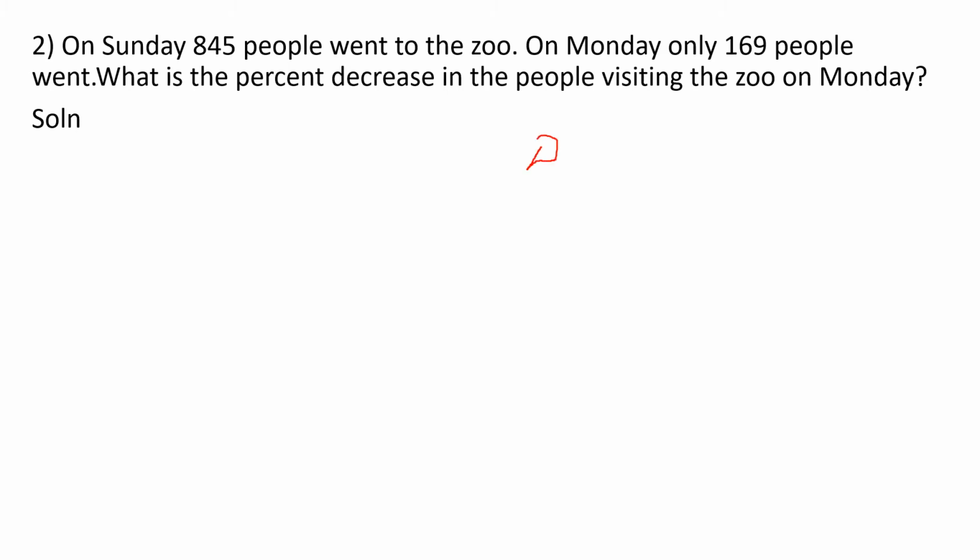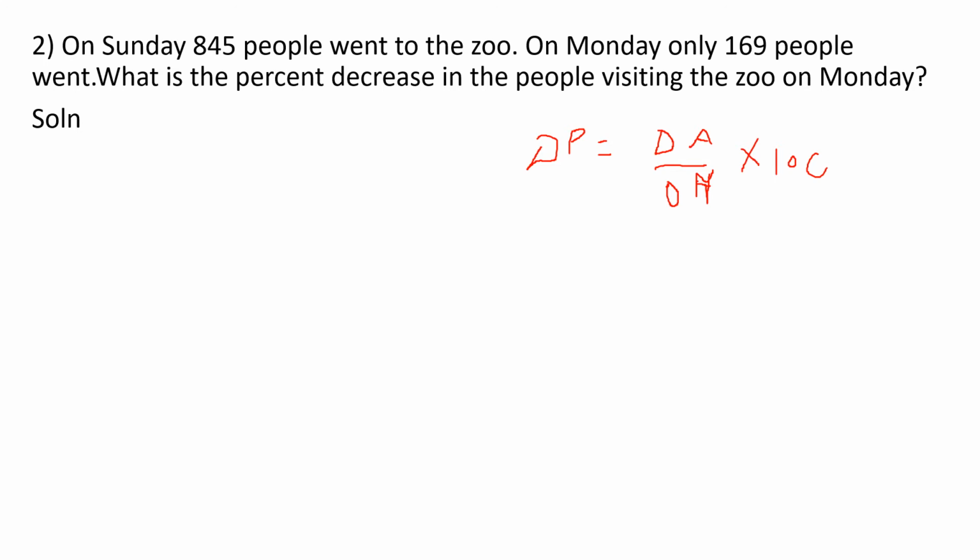Do you remember decreased percentage is equal to decreased amount by original amount into 100. Do you remember this formula, children? Decreased percentage is equal to decreased amount divided by original amount into 100. So this is the formula already we have learned in the previous session. Now we are going to apply this formula here.